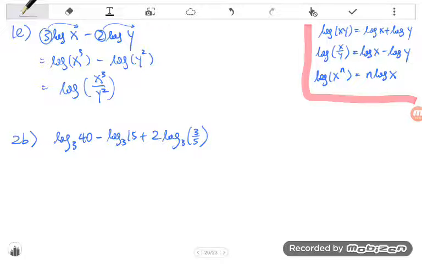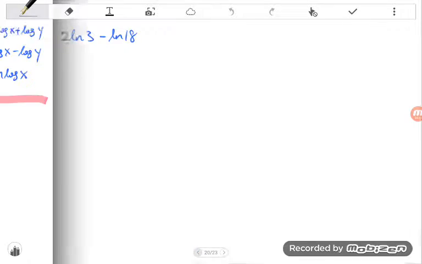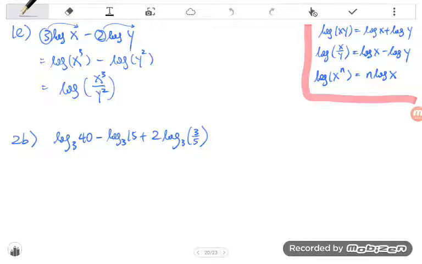Now, for question 2b, pretty much the same thing, and for 2d as well. From question number 2, I'm going to show you guys 2 examples. So let's get started. I have log 40 to the base of 3 minus log 15 to the base of 3 plus 2 times log 3 over 5 to the base of 3. Right? So let's do one thing at a time.